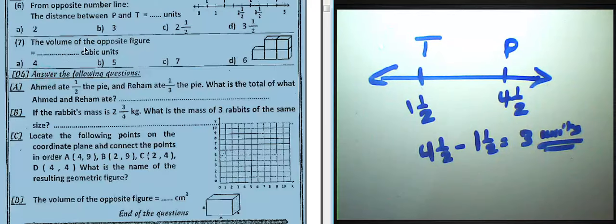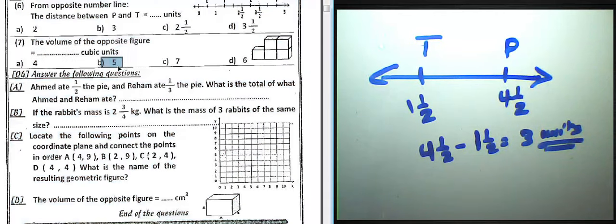Question number 7, the volume of the opposite figure here, we can count. How many cubes here? How many units? Count with me, cube units. 1, 2, 3, 4, 5. 5. You must choose letter B.